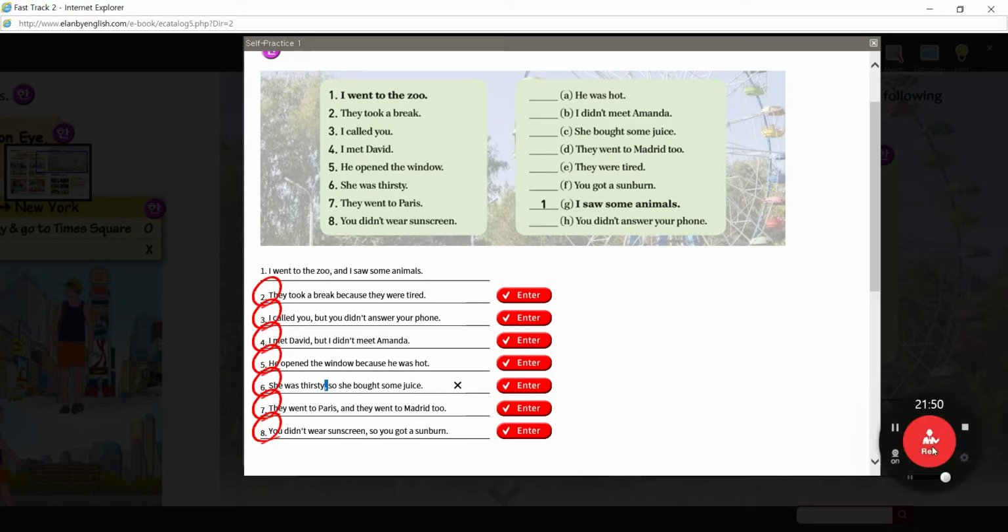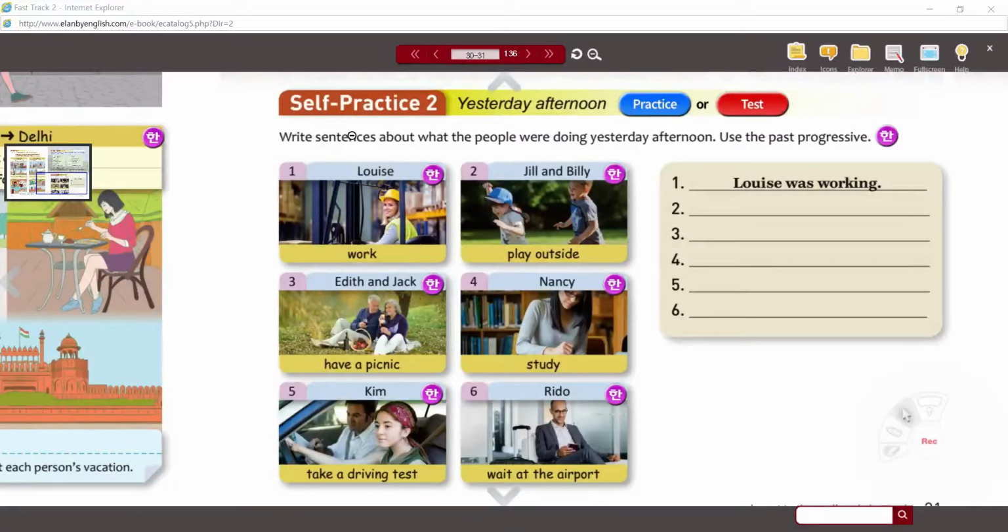We're going to do some writing down at the bottom of the page. So in self-practice 2, we're going to write about different people. Number 1 is done for you. Okay. It says Louise was working. When was she working? Okay, so we're writing about what people were doing yesterday afternoon. I don't know if Louise was working all afternoon, from noon until 6 p.m., but I guess that's basically what she was doing at that time.